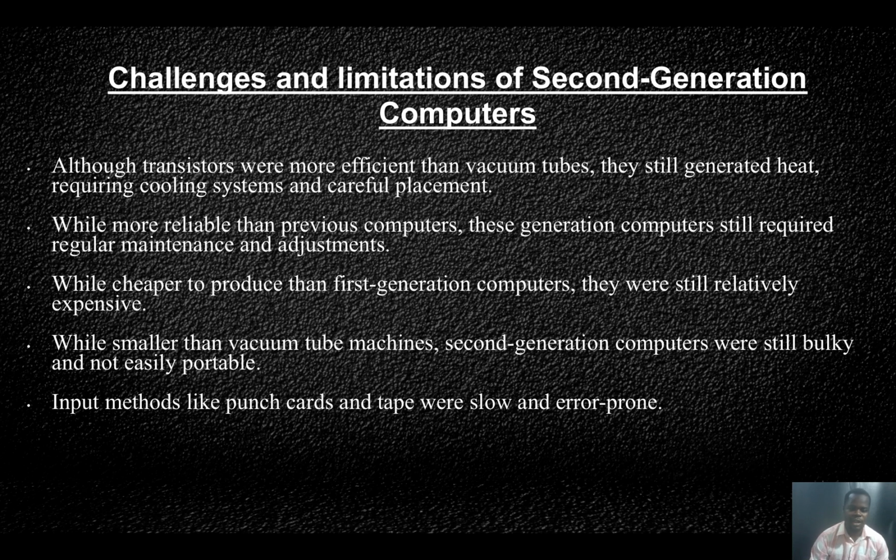They were smaller than the vacuum tube machines but were still bulky, and they are not easily portable like the laptops and the desktops that we have now. They were not portable like that. And then the input methods like punch cards and tape were slow and error prone. If anything happened to the punch card, that's all. Unlike today when we are using keyboard, if the keyboard gets spoiled, we know we can at least use the mouse for a while, or we can get another input device that we can attach to the machine and then start using it again. But those times the punch cards and the tapes were the only ones that were used, and they were slow and error prone as well. They can cause damage at any time.